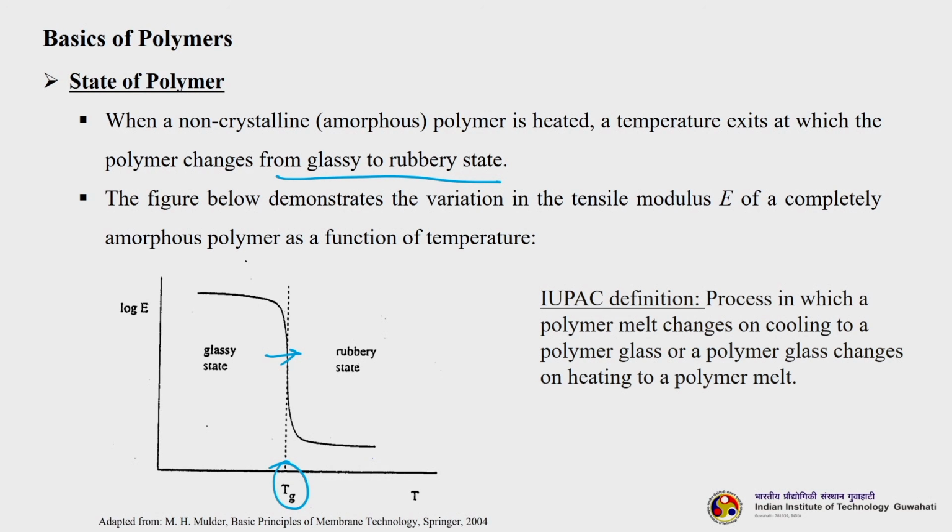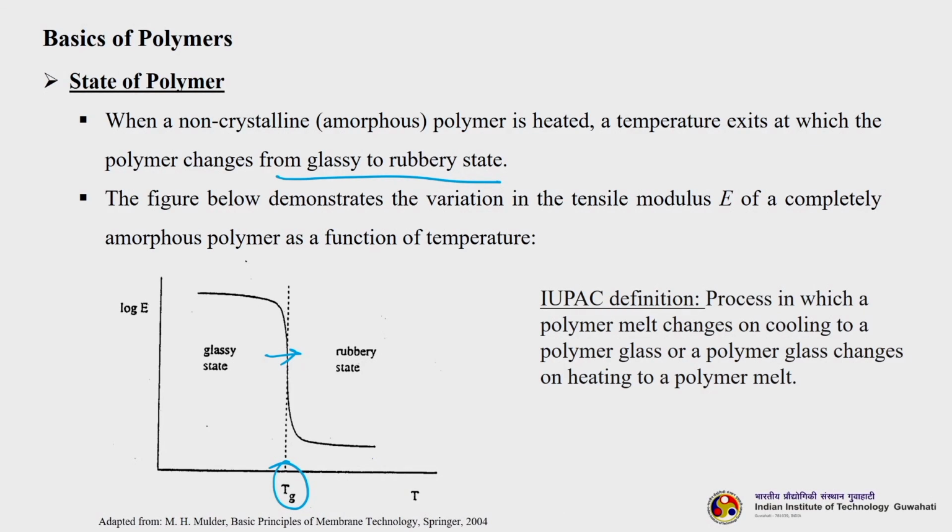So, the figure below demonstrates the variation in the tensile modulus E of a completely amorphous polymer as a function of temperature. You can see Tg. This is the glass transition temperature. The temperature at which the glassy state changes to the rubbery state is known as the glass transition temperature. The IUPAC definition describes it as the process in which a polymer melt changes on cooling to a polymer glass, or a polymer glass changes on heating to a polymer melt.